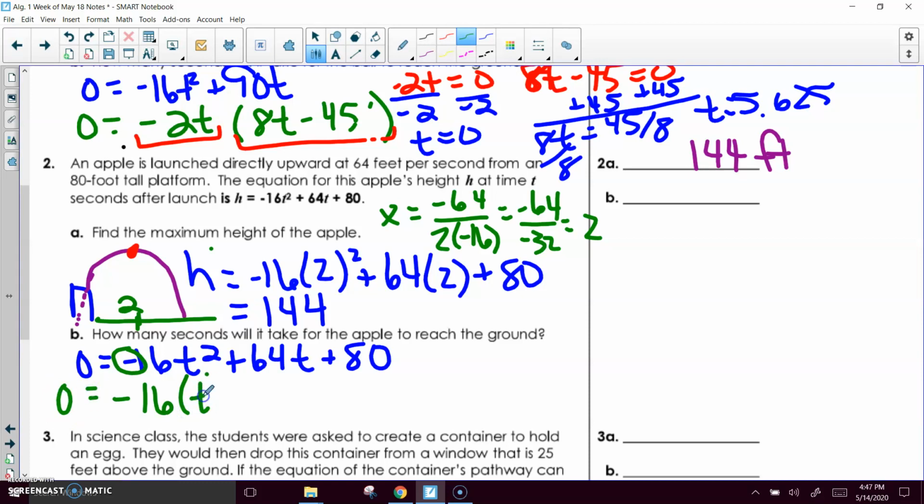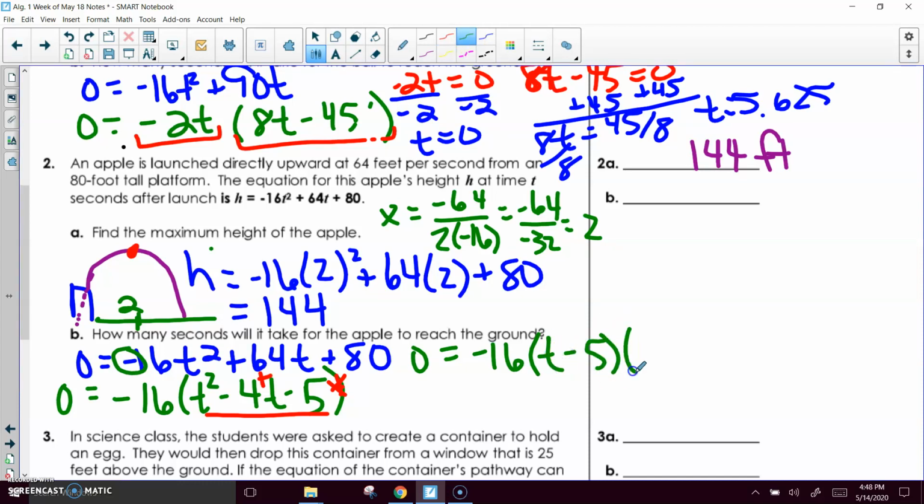So then I'm left with t squared minus 4t minus 5. I can factor that trinomial further. So leave your GCF on the outside. What multiplies to negative 5 and adds to negative 4? That would be minus 5 and positive 1.